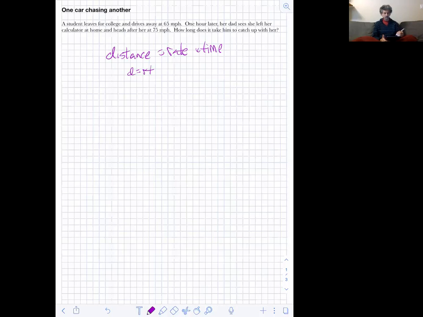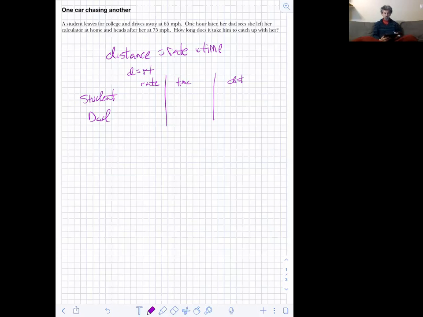And I am going to make a table with a row for the student's car and a row for the dad's car. And across the top, I'm going to put rate for one column and time for the next column and distance for the third column. I switched the order just because I know I'm going to be multiplying going across, and so why mess with my mind even farther than I have to.